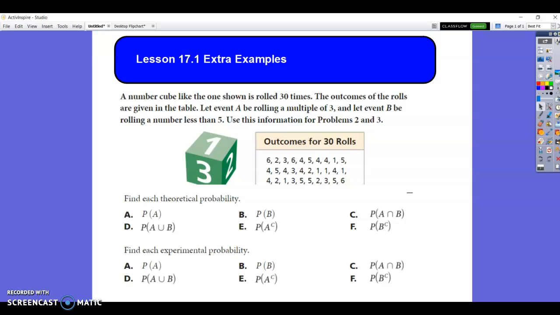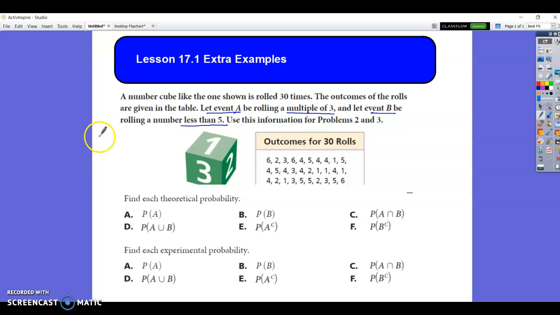Lesson 17.1, we're going to do some extra examples here. All right, a number cube like the one shown is rolled 30 times. The outcomes of the rolls are given in the table. Let event A be rolling a multiple of 3, and let B be rolling a number less than 5. Use the information for problems 2 and 3. All right, so we've got problems 2 and 3 here we're going to look at.